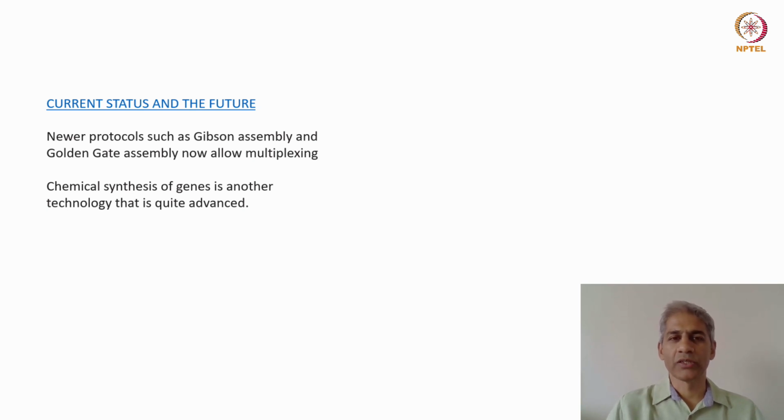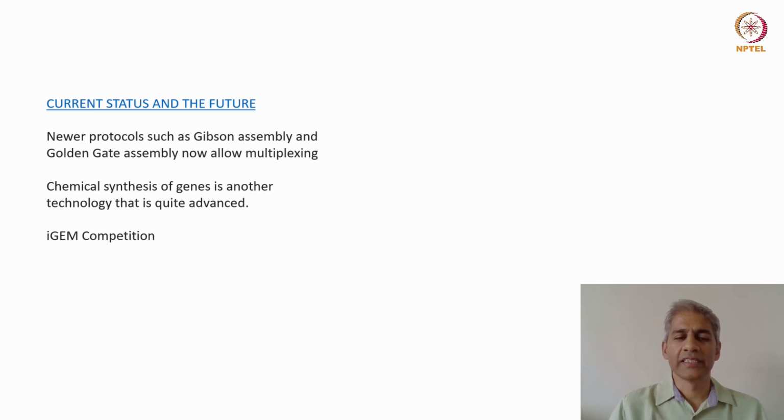Currently, people are also using other kinds of cloning methods. There's one called Gibson assembly, or there's Golden Gate assembly. And basically this allows you to multiplex, which means you can clone multiple genes in the same experiment. The other technology which is quite advanced is chemical synthesis of genes, because a very large number of organisms now have their genome sequenced. So you can actually try and chemically synthesize genes, and this technology is also advancing quite rapidly.